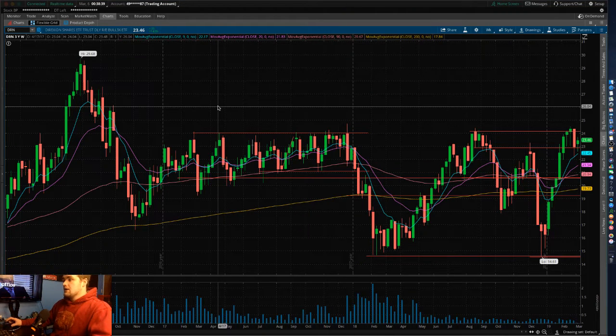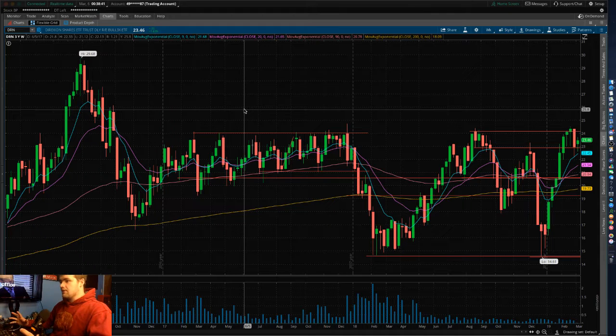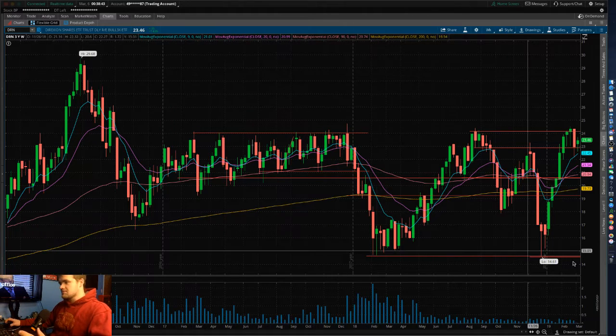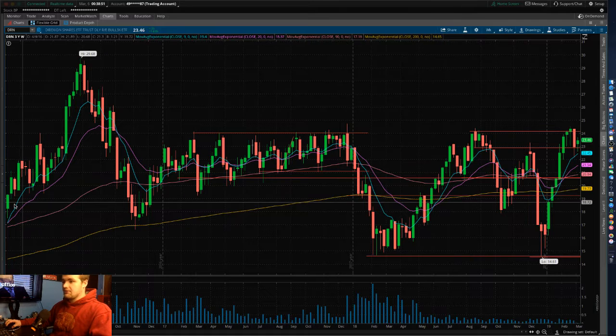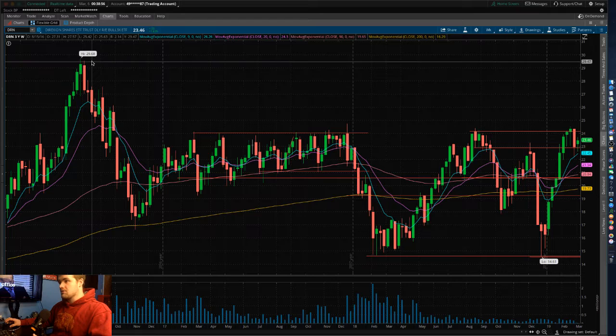Now, looking at this stock, you'd think, okay, well, we have some buying pressure, some selling pressure, but we're going to be talking about how to make money off these trades or these price actions. So, looking at this stock from the beginning, we had this huge bull run all the way up to almost $30 here.